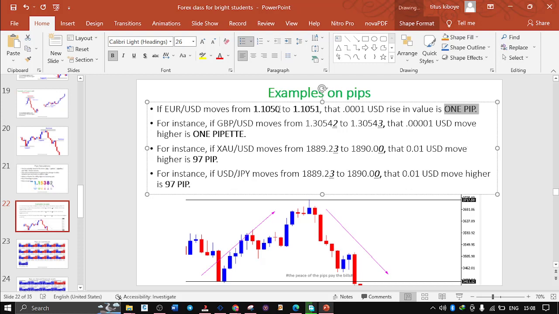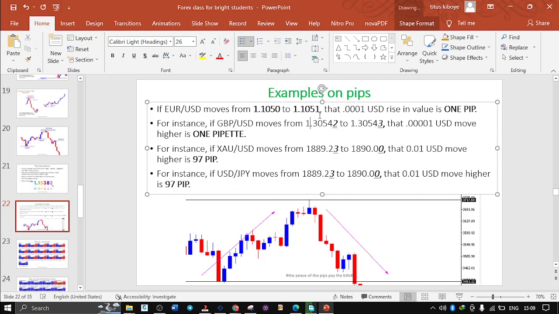Have you seen that this value has moved to this by 1 pip? Which value? This value of 1.1050 to 1.1051. When you get the difference, it is 0.0001, right? The fourth digit is the pip. Making sense?